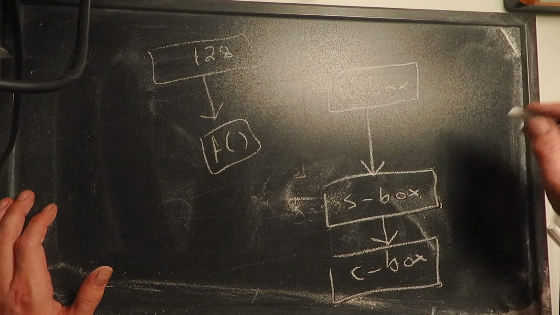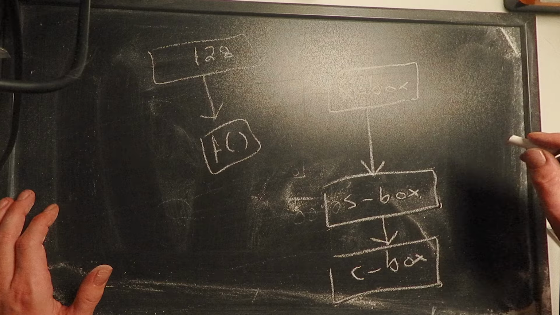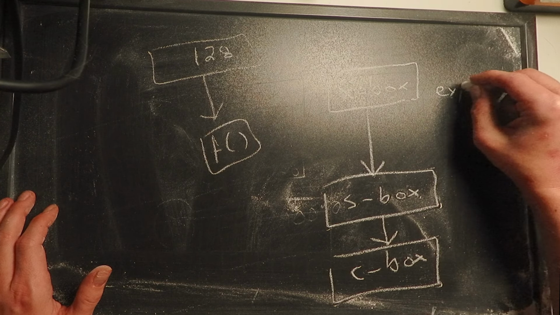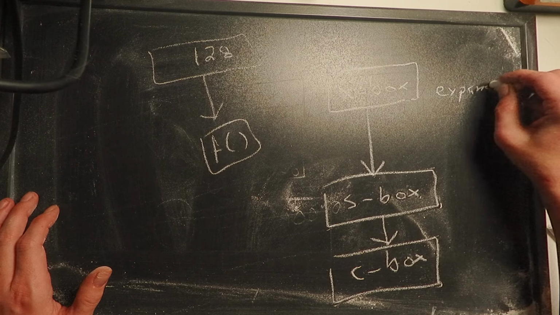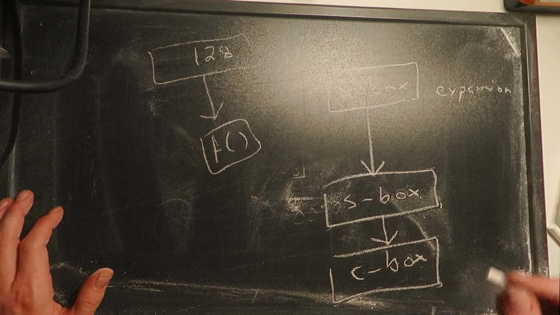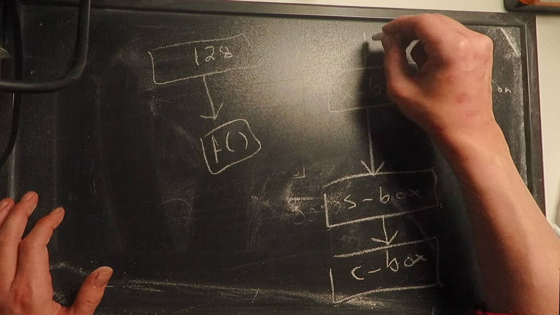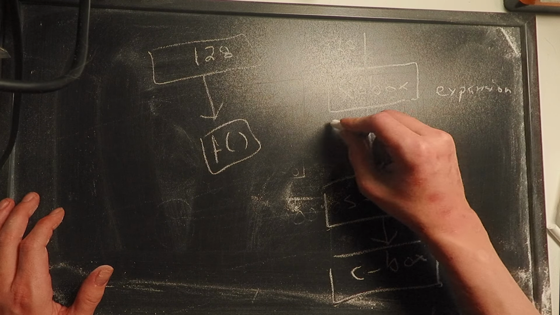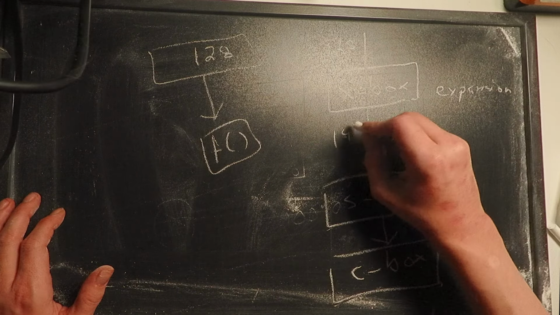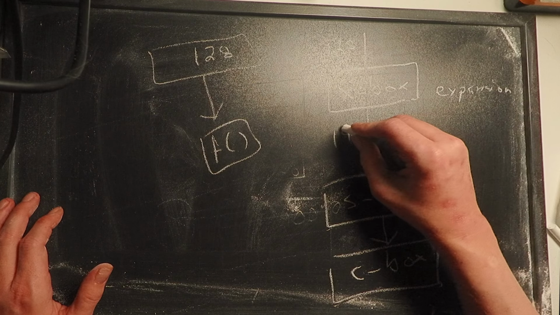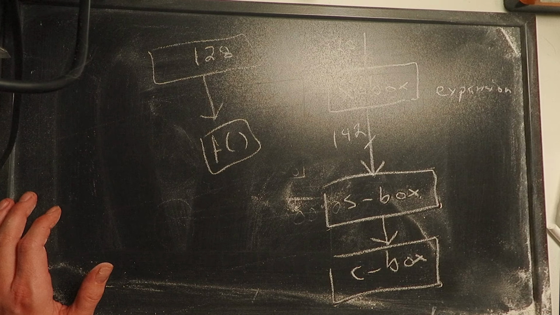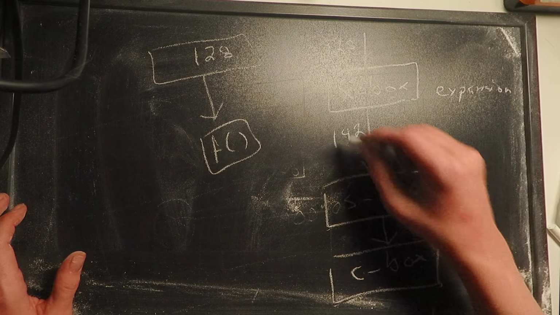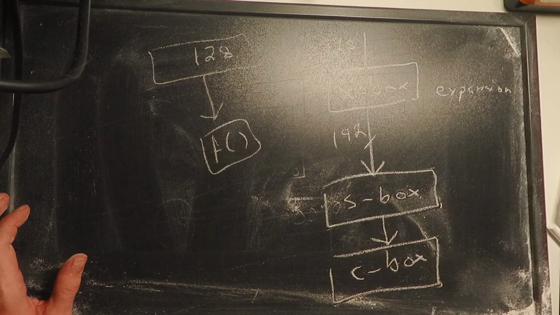So the X box stands for expansion. And it means we go in with the 128 bits, we come out with 192 bits. So we increase the data path by 1/3. And that's the word expansion.